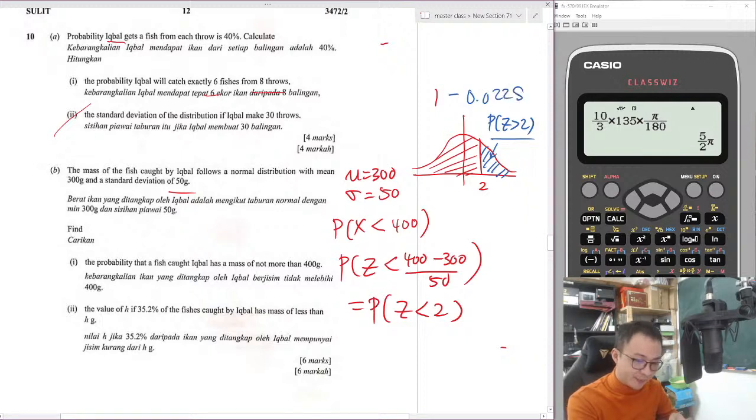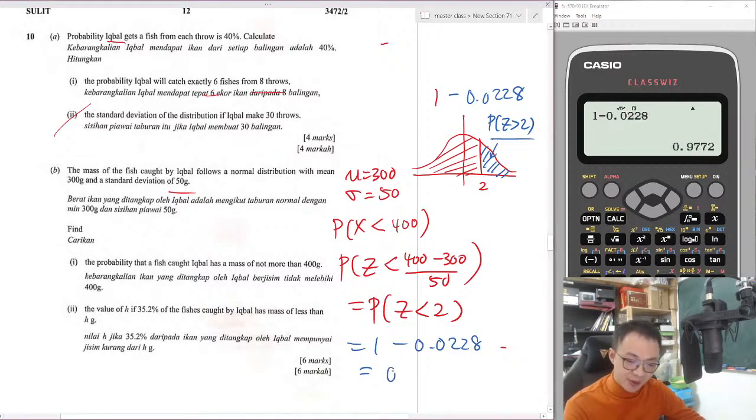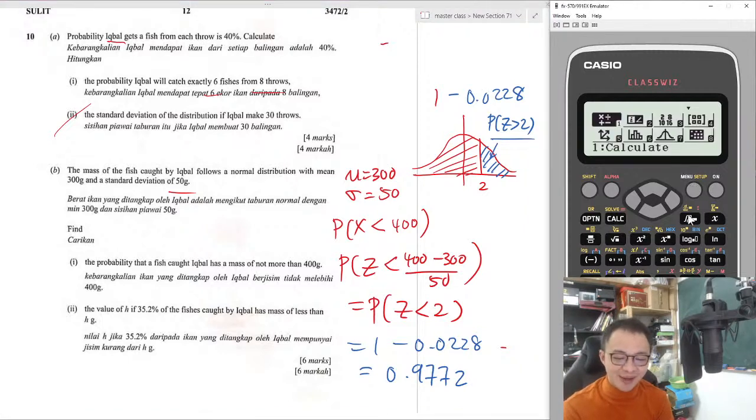0.0228. Okay, then you use the calculator. 1 minus 0.0228, and then you will get the answer, which is 0.9772.